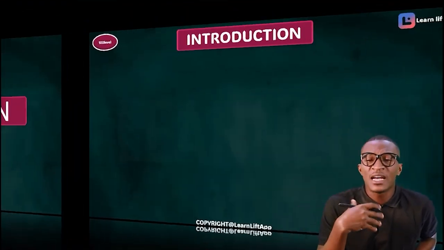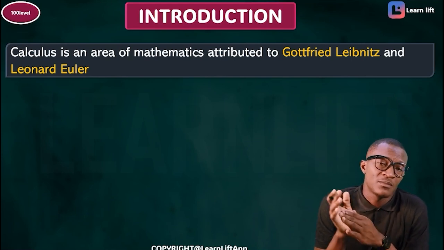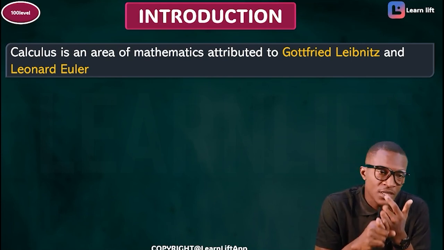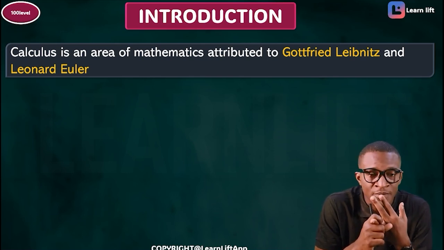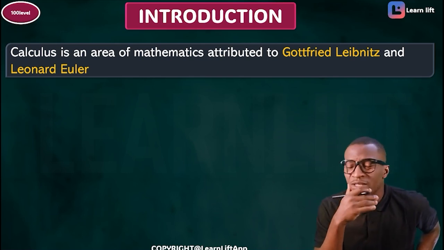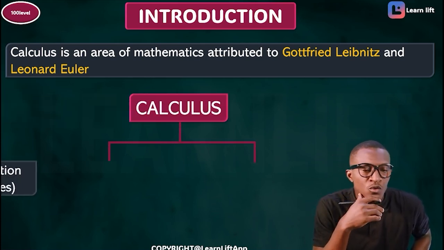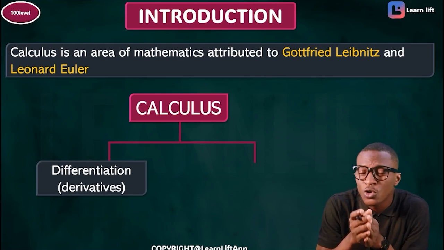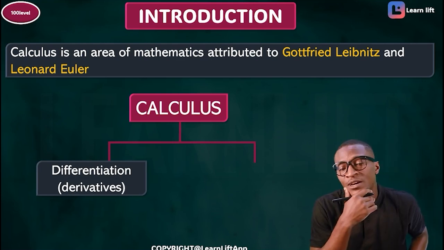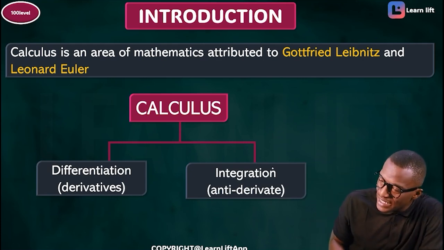Now, quickly, let's introduce the term calculus. I'll start by telling you that calculus is an area of mathematics that was introduced by 2 scientists. The 2 scientists were Gottfried and Leibniz. They were the 2 guys that introduced the term calculus. Calculus is divided into 2 parts. Number 1, we have differentiation, also called derivative. So 2 parts make up calculus. Differentiation, also called derivative. And number 2, we have integration, called anti-derivative.